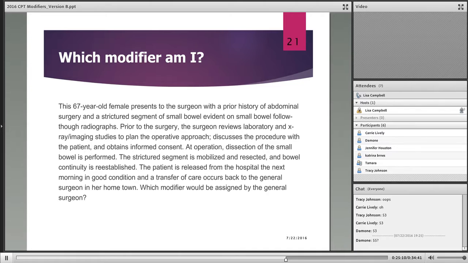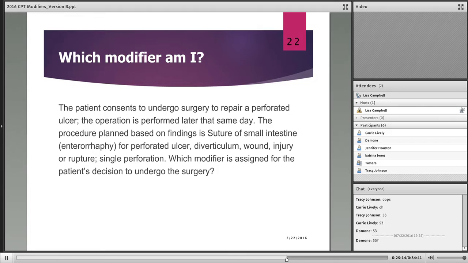55 is correct. All right, next up, the patient consents to undergo surgery to repair a perforated ulcer. The operation is performed later that day. The procedure planned based on findings is suture of the small intestine for perforated ulcer, diverticulum, wound, injury, or rupture, single perforation. Which modifier is assigned for the patient's decision to undergo surgery?